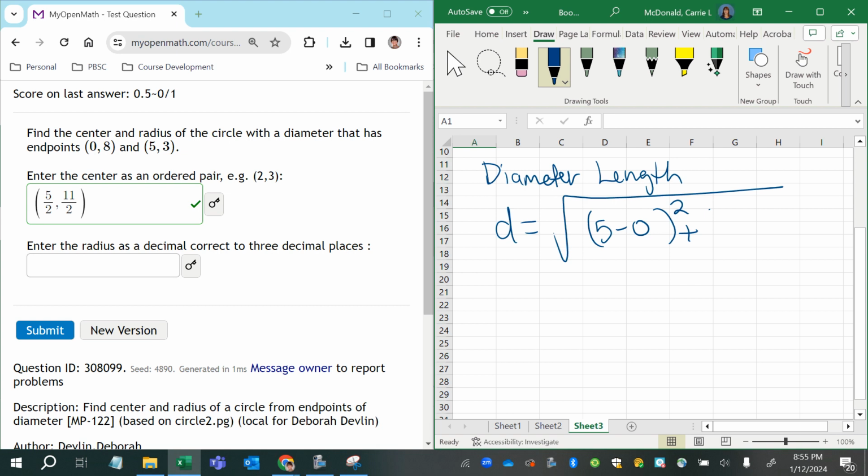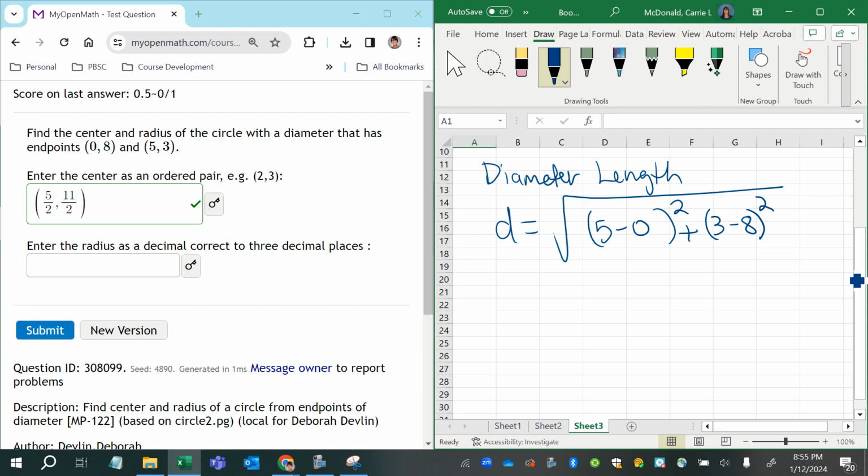And then your y values, the distance between your y values, so I could do 3 minus 8 quantity squared. That would be like your b squared, your vertical leg of the right triangle. A squared plus b squared equals c squared, and then you take the square root, and then it's just c. And in this case, we call it d for distance.